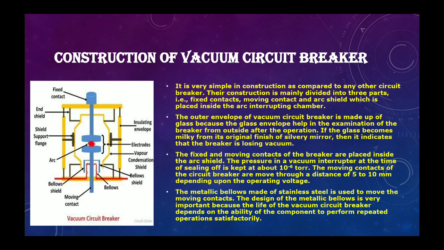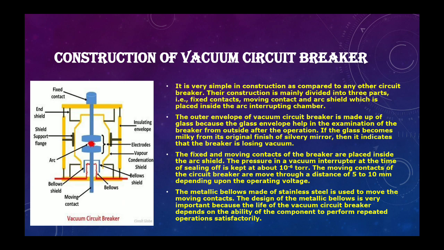The pressure in a vacuum interrupter at the time of sealing off is kept at about 10 to the power minus 6 torr. The moving contacts of the circuit breaker are moved through a distance of 5 to 10 mm depending upon the operating voltage. If the voltage is increased, then the distance is also increased.